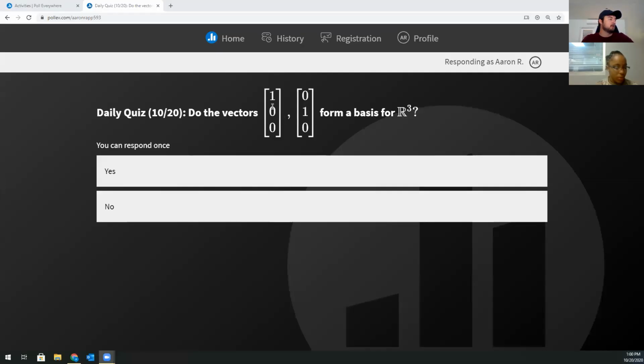So, daily quiz for today is, do the vectors 1, 0, 0 and 0, 1, 0 form a basis for R3?